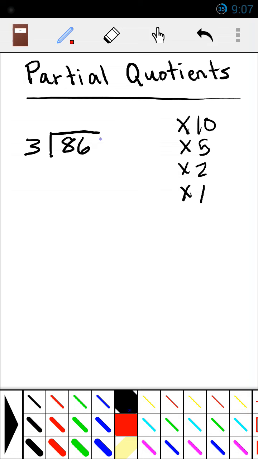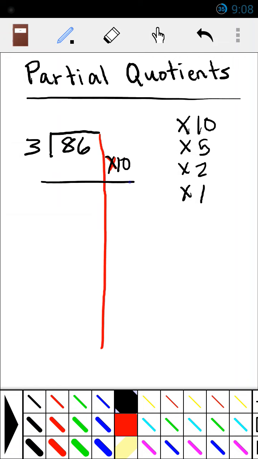The next step is to draw a big line down the division bar. And now we ask ourselves, well, 3 times 10, is that going to give me a multiple that I can take away from 86 that's easy to work with? Absolutely. So I do times 10 here. I draw a line and I subtract 30 away from 86. That's going to give me 56.